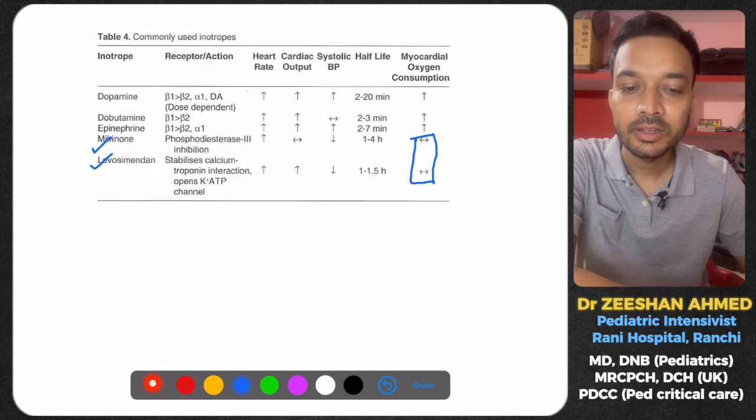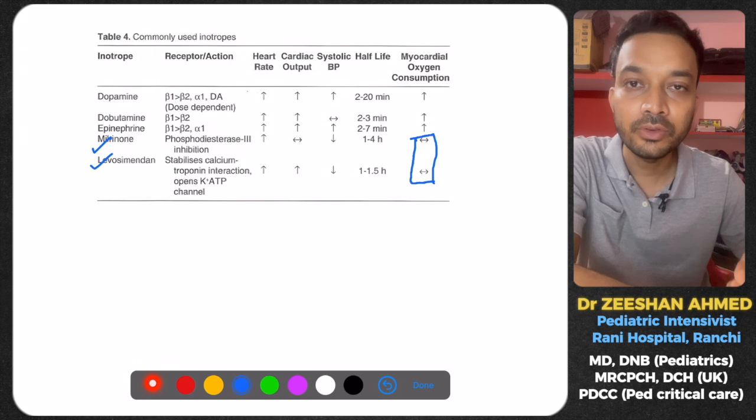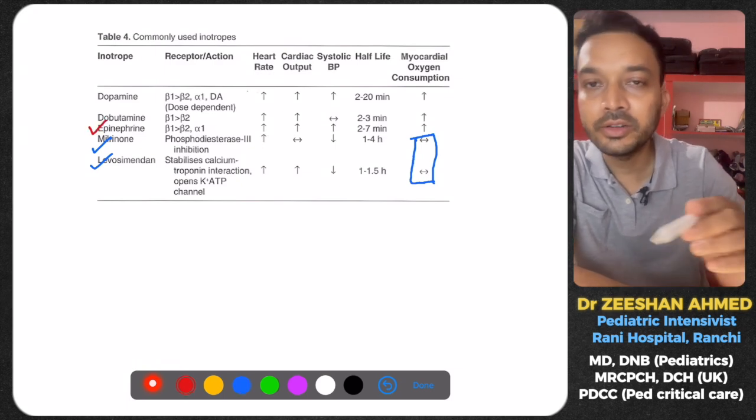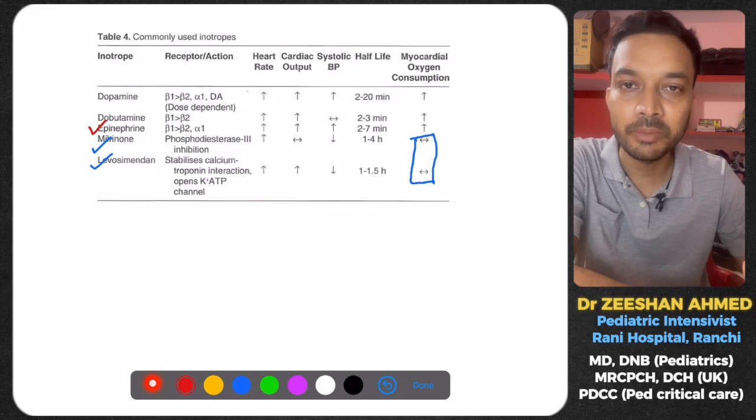In fact, milrinone is the first choice of drug in case of cold and wet, where the BP is normal. If the BP is not normal or it is low, we start with epinephrine. However, the dose of epinephrine here is lower than that used in septic shock. Here we go till 0.3 microgram per kg per minute, because up till there it increases the cardiac contractility. Above 0.3, it usually causes peripheral vasoconstriction, which leads to increase in afterload, which leads to worsening of the heart failure.